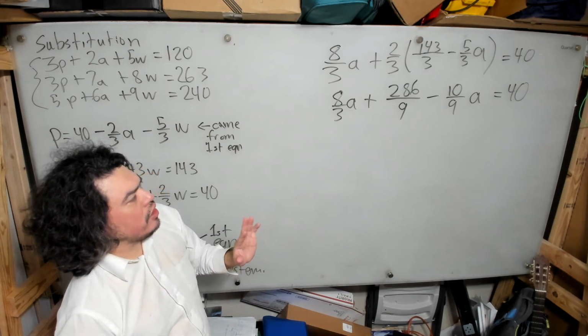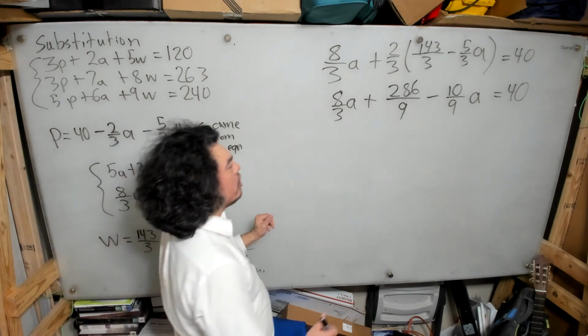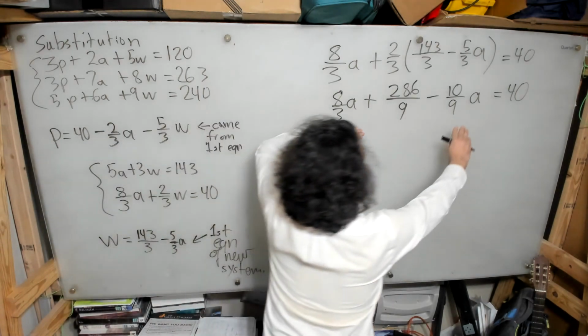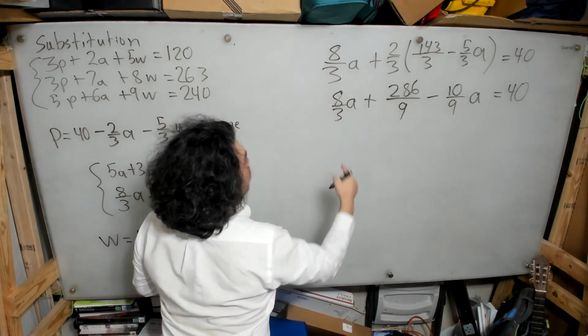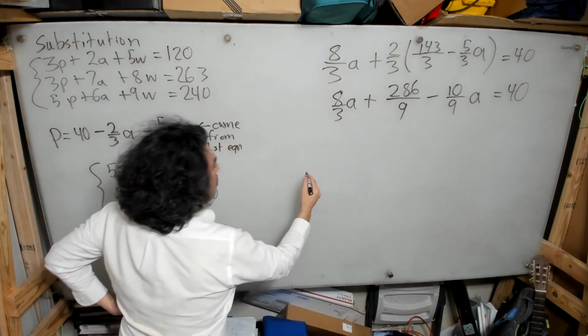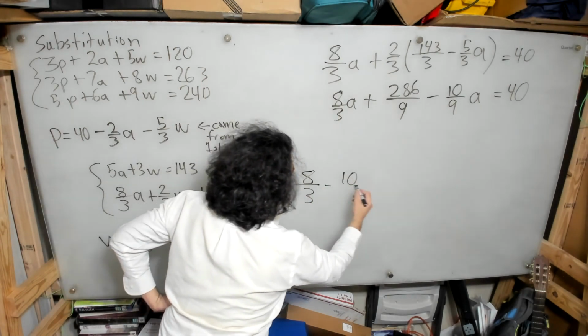Let me actually not do that yet. Let me do one little thing, and then we'll do that together. Okay. So the first thing I want to do is combine these like terms, the terms that have a in them. In order to do that, I'm going to find the coefficient. So what is 8/3 minus 10 over 9?